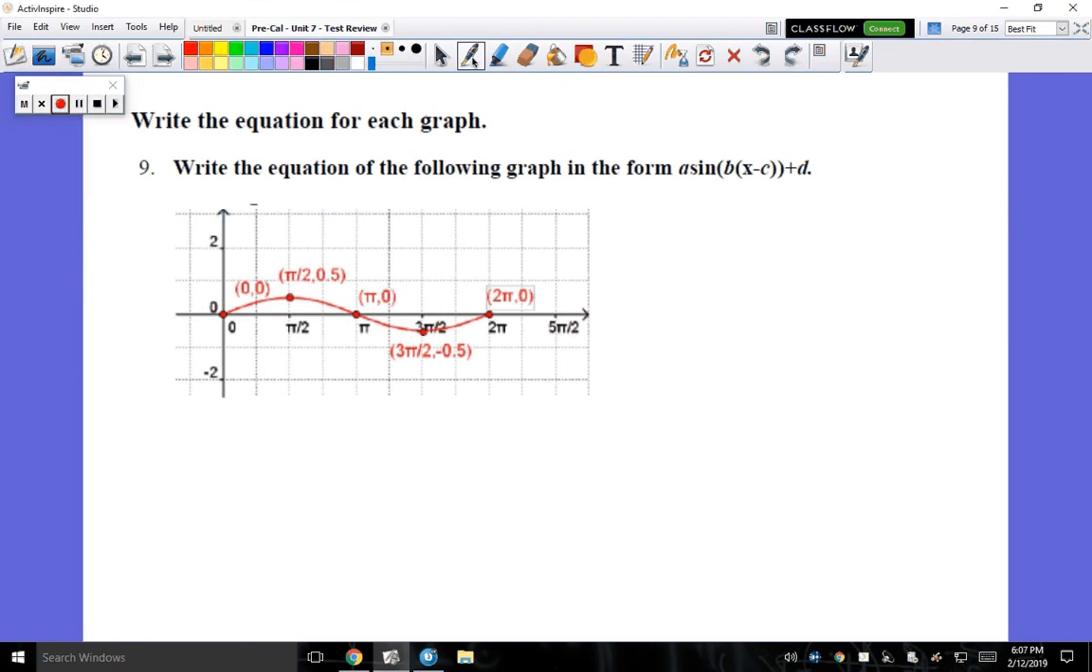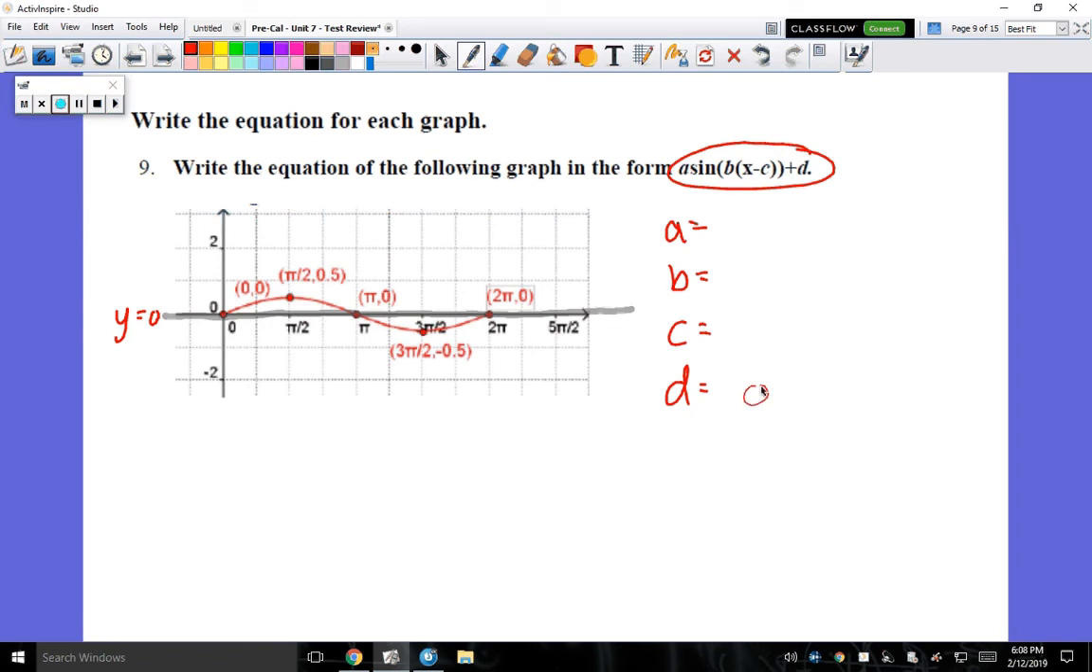So number 9 says write the equation for the graph. For the equation, we need A, B, C, and D. Okay, so the easiest one to find, in my opinion, is the D value, because it is the equilibrium of this wave. So it's basically what line would cut through the wave symmetrically in half with a horizontal representation. So where is this line located? It's located at y is equal to 0. So it didn't shift up nor down, so we're going to say D is 0.